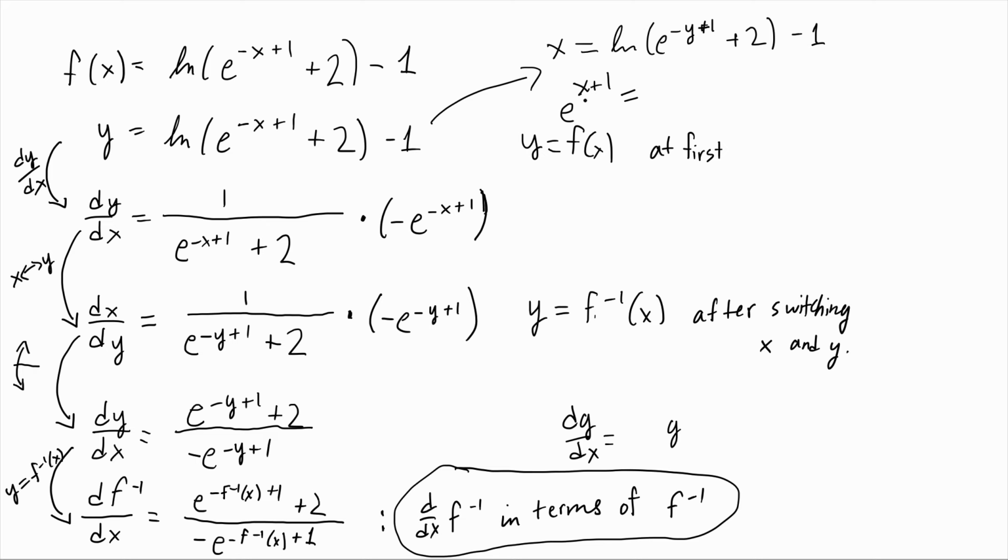So we end up getting e to the x plus 1 is equal to e to the negative y plus 1 plus 2. And then what do? Then you can subtract the 2 over, so we get e to the x plus 1 minus 2, and that's equal to e to the negative y plus 1. We can natural log both sides.